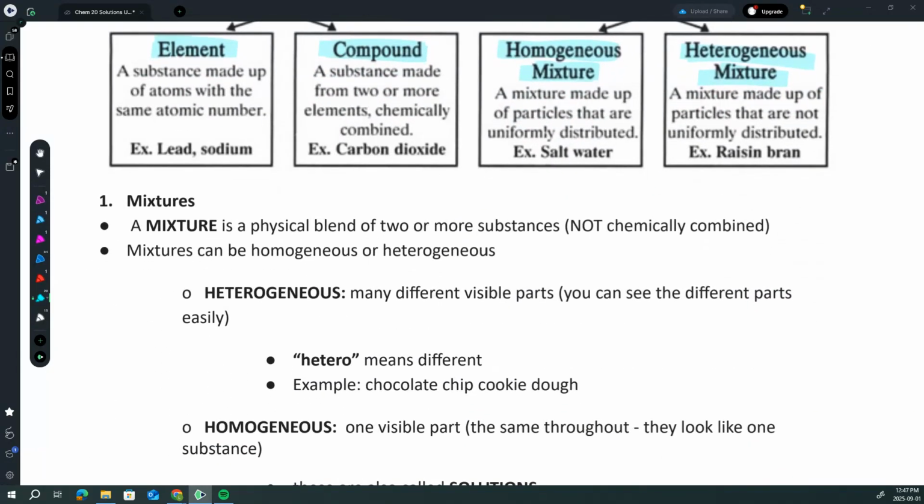Like we said, a mixture is a physical blend of two or more substances. However, keep in mind that they are not chemically combined. Mixtures can either be homogeneous or heterogeneous. So a mixture can either look like it's all the same throughout the entire mixture, or you can see the different parts to it. Once again, heterogeneous just means that you can see all the different parts.